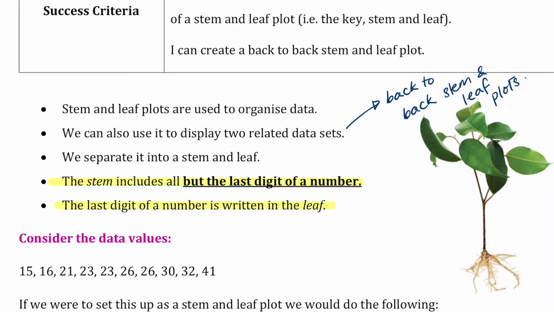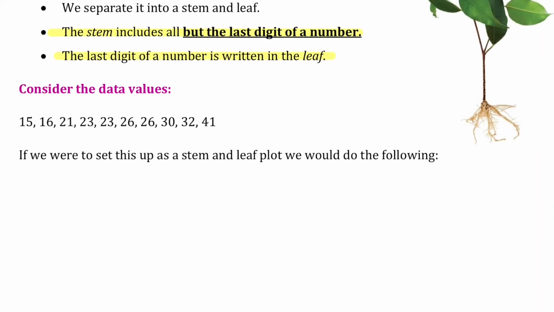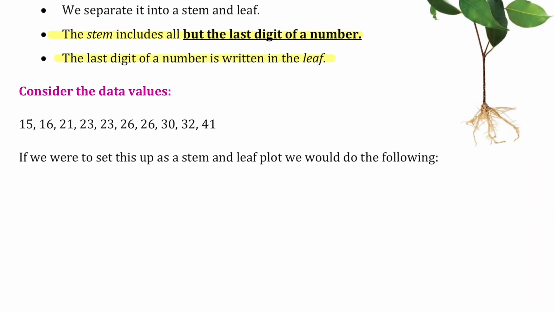So now let's try and put this theory into practice, because it does obviously make it a lot easier to understand a stem and leaf plot when you see one being drawn up. So let's consider the data values. So we've got numbers 15, 16, 21, 23, 23, 26, 26, 30, 32, and 41. Now, if I were to set this up as a stem and leaf plot, we would do the following. So the first thing I would do is order my numbers from smallest to largest. Lucky for me, the data has already been put in increasing order, so I'll just write the step down.